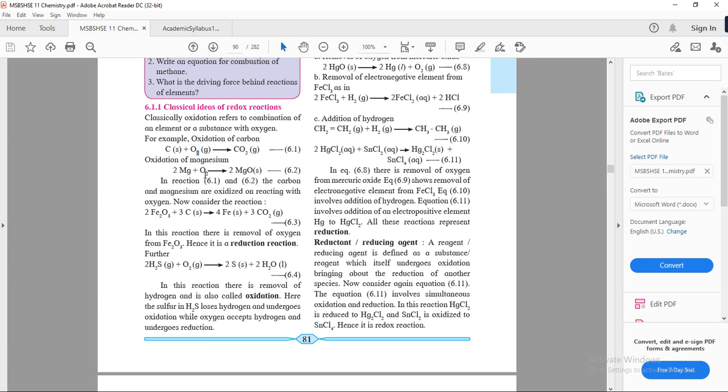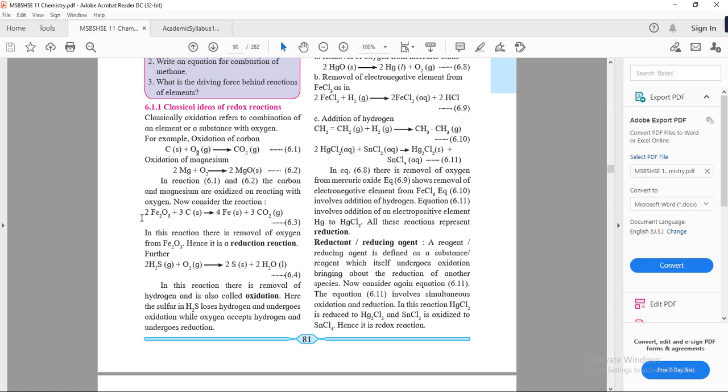Like this reaction, Mg reacts with O2, oxygen, and it will form magnesium oxide. So magnesium is oxidized. Here carbon is oxidized by addition of O2. Addition of oxygen is called oxidation reaction.